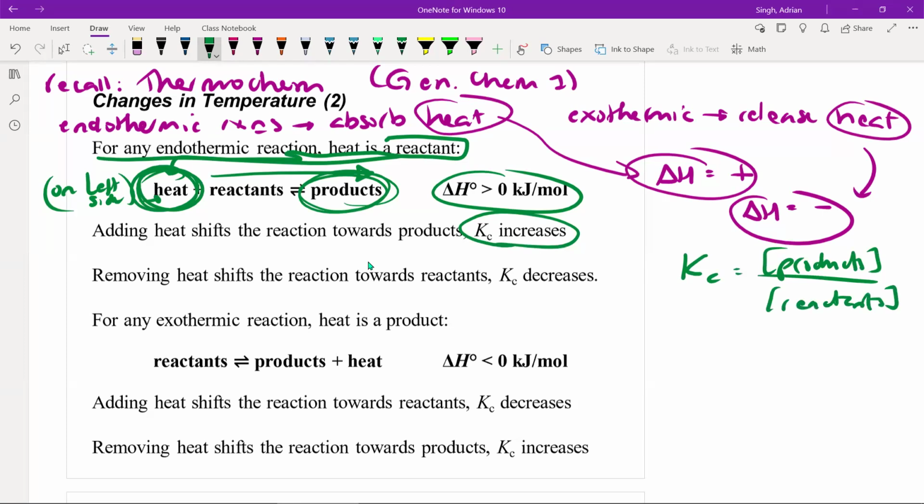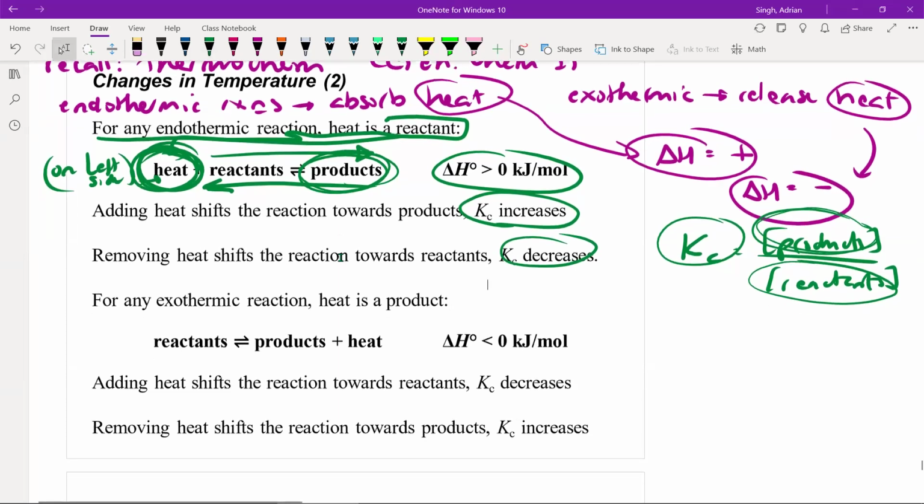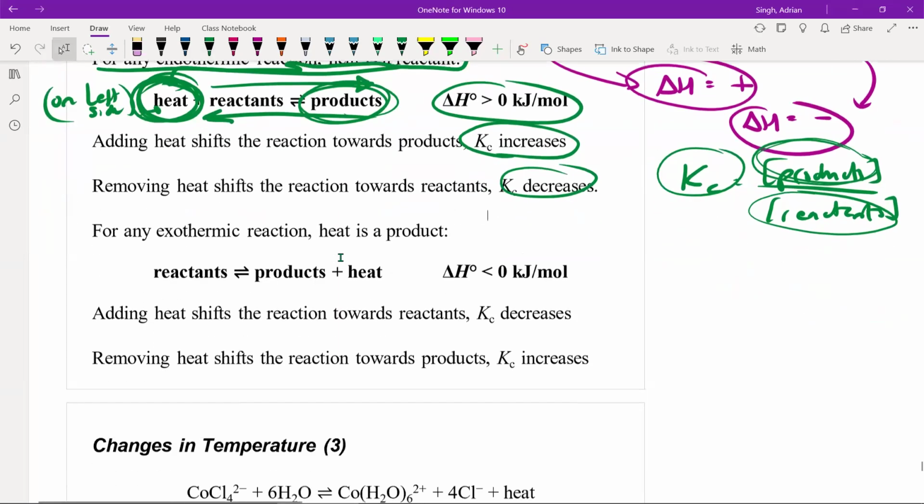Okay, and then conversely, if we remove heat, if we cool this system down, we take something away from one side, equilibrium shifts towards that side. So now the products get used up, products concentration decrease. This numerator here is a smaller value. The denominator becomes a bigger value. This makes the Kc value go down, and as a result, Kc is going to decrease. Okay, so that's the way that we're going to evaluate the changes or the shift in the equilibrium and the consequent change in the Kc value.